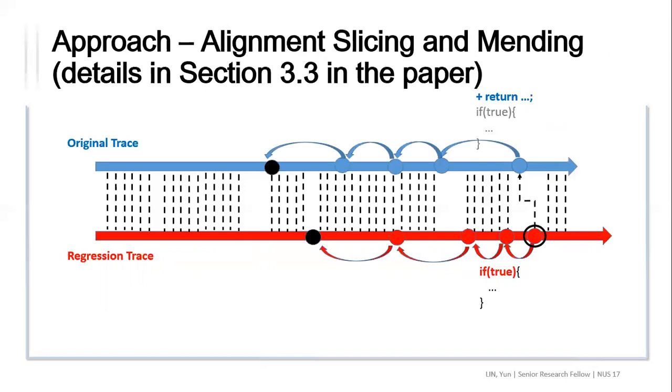As a result, we can keep performing alignment slicing and mending until we can stop. The step where the algorithm stops is usually the root cause.